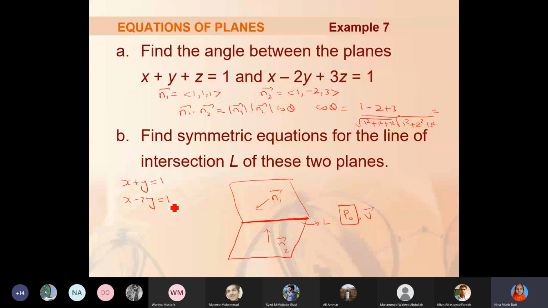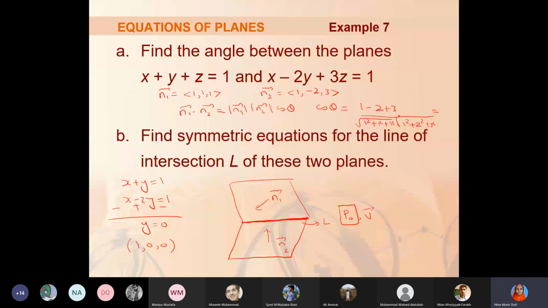So what will be the point that I will get? I will get y equal to 0, and putting y equal to 0, x is equal to 1. So this is my point: 1, 0, 0. This is a point that lies on both the planes. It satisfies both the planes.